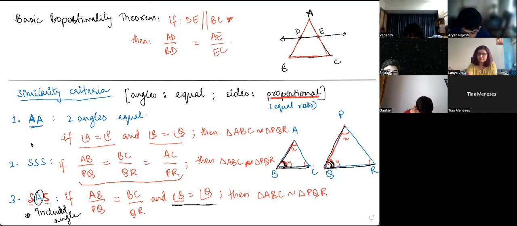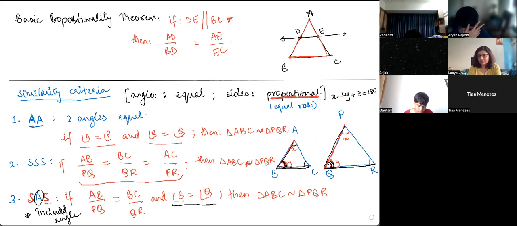Ma'am, the first similarity criterion, AA, is it not AAA? Is it not three times A? That's what we discussed now. It should be three times A, but because the sum of angles is 180 degrees, suppose the first angle is X, the second angle is Y, and the third angle is Z. X plus Y plus Z equals 180 degrees. Now in triangle ABC the first angle is X, so angle P is also X. The second angle, angle B, is Y, and this angle also is Y. Now the third angle, suppose angle C is Z. So in this triangle also, for the sum to be 180, what will be the value of angle R?